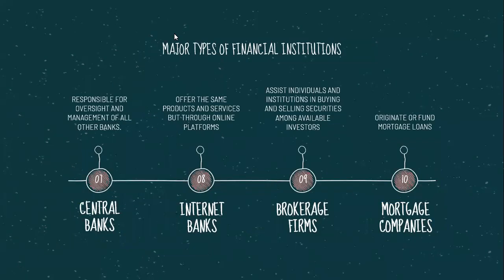That's all. All right. So the next type of financial institution would be the central bank, which are the banks that regulate the processes and activities of the other banks. They are also in charge of the oversight and management of all other banks. An example of this is the Bangko Sentral ng Pilipinas.